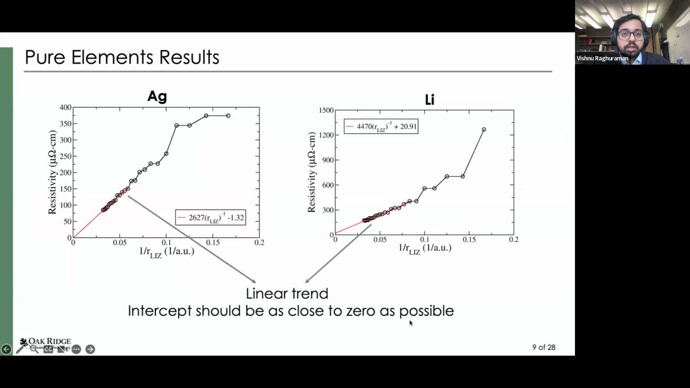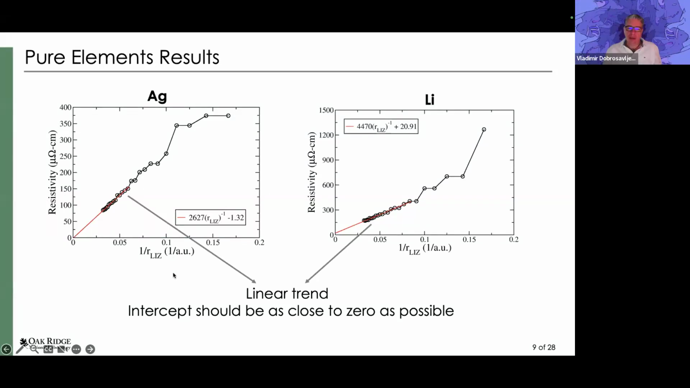So we first tried it on some pure elements, just to see what we would get effectively. And when we tried for silver and lithium, first you see that there is a linear trend of the resistivity with respect to the inverse of the LIZ.